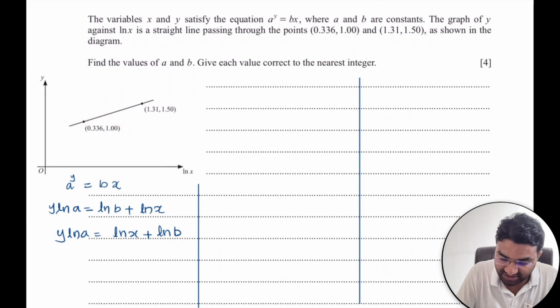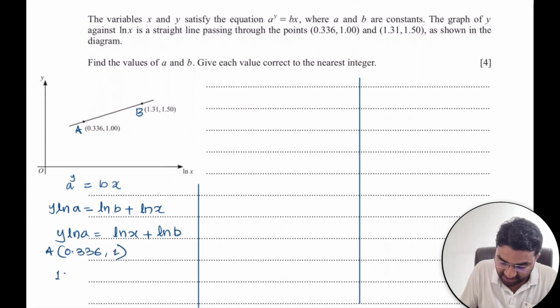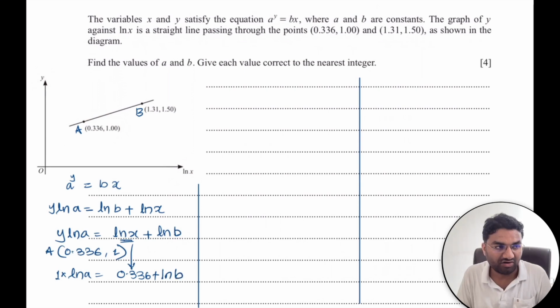So I will label these points A and B. Firstly I will substitute point A (0.336, 1). So the y value is 1 times ln a = ln x value, straight away 0.336 + ln b. Alright. So this is ln form, isn't it? So this is equation 1.